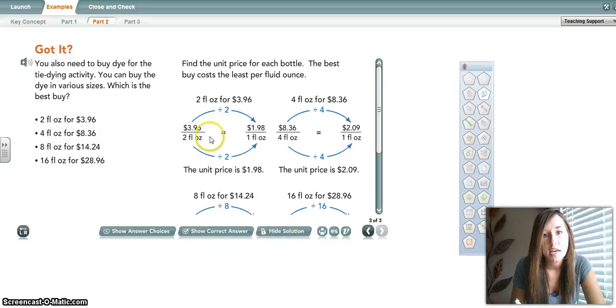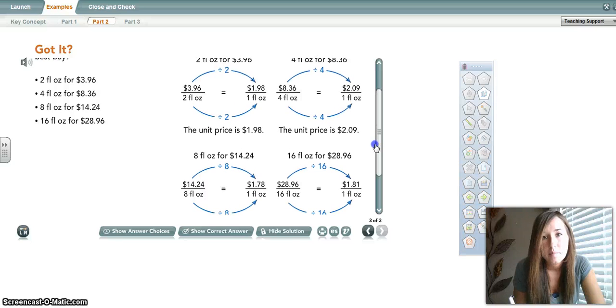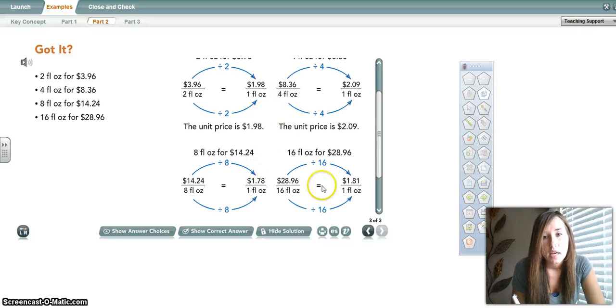Okay, you should have taken each rate and written it as its price over the number of ounces, divided by that denominator each time to get your unit prices or your unit rate. And it looks like the 8 fluid ounces for $14.24 would be our best buy. We would get the cheapest deal.